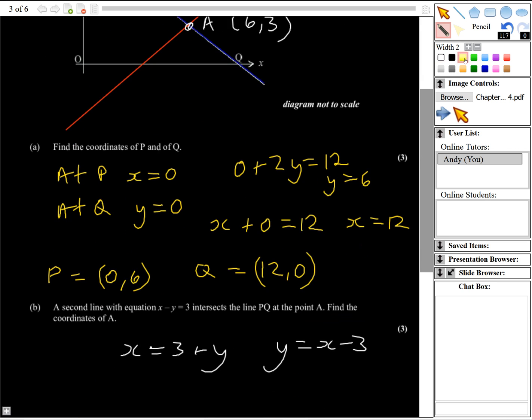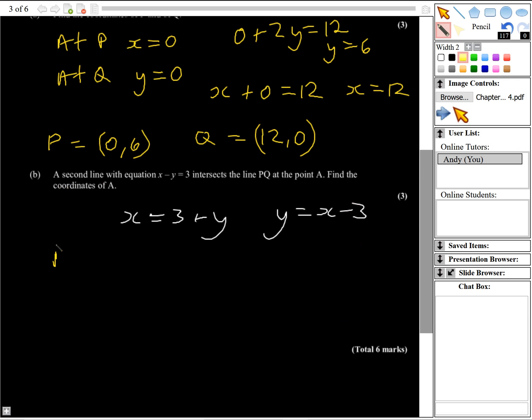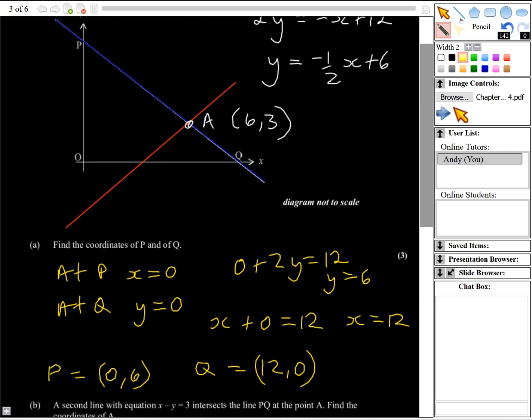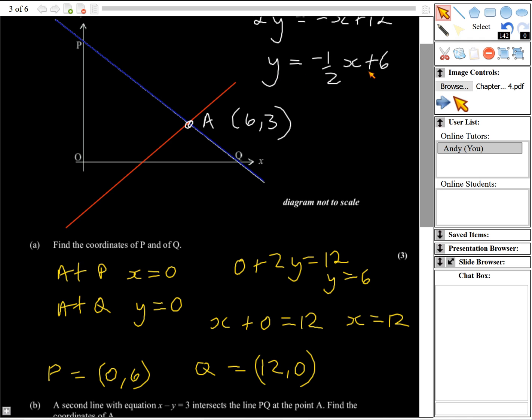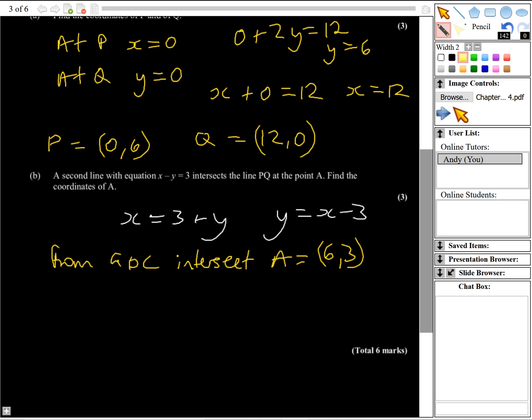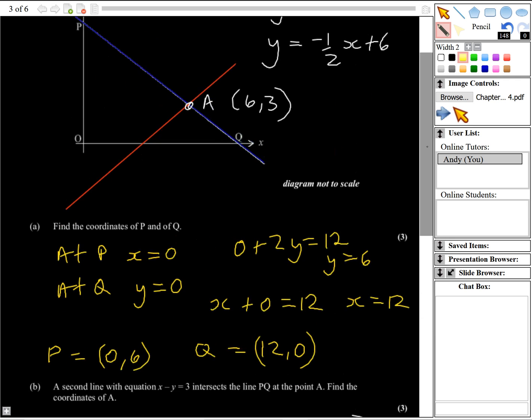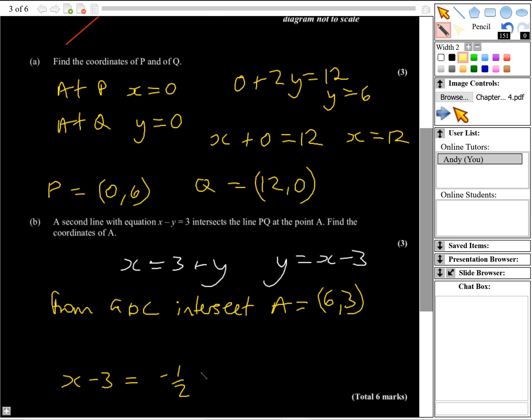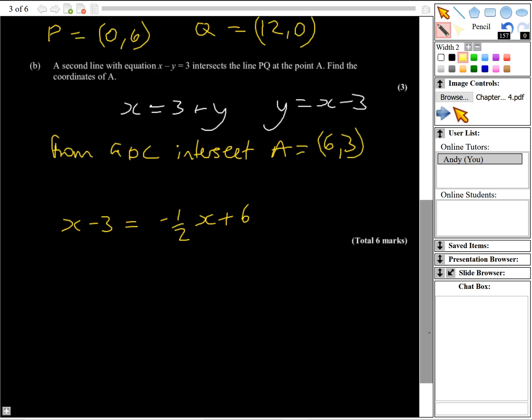All right, so in your answer here, you can just write from GDC, intersect, and then A is equal to 6 and 3. That's one way you could do it. Alternatively, if you were so inclined and you fancied a bit of algebra, you could equate these two equations. This one here, y is equal to minus a half x plus 6, and this one, y is equal to x minus 3, you could make those equal to each other. So you could say that x minus 3 is equal to minus a half x plus 6. And then attempt to solve those.